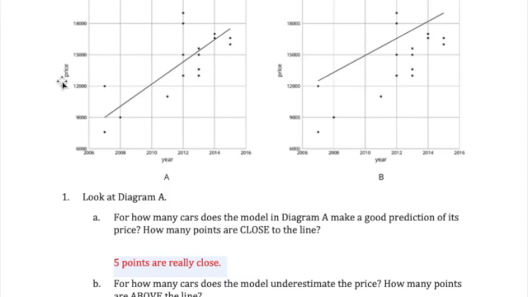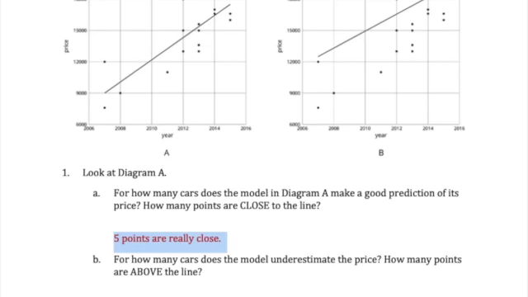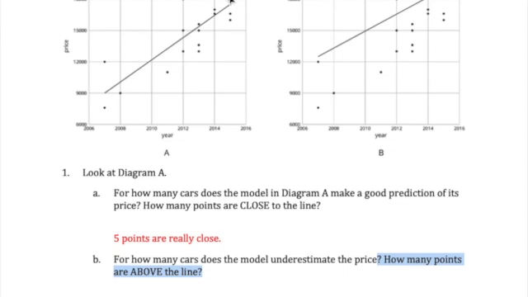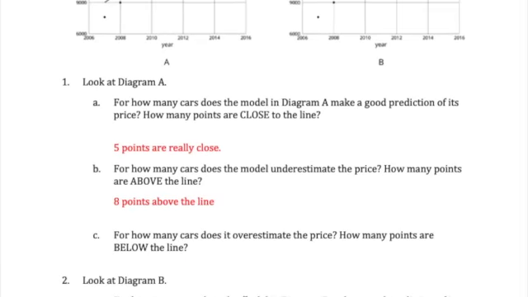So diagram B. For diagram A still, we're looking at the left. For how many cars does the model underestimate the price? So how many points are above the line? The trend line is the model. So how many cars is it underestimating the price for? Let's say I have 1, 2, 3, 4, 5, 6, 7, 8. So 8 points above the line. Just count them, 8 points above the line.